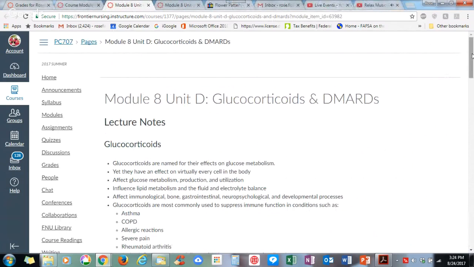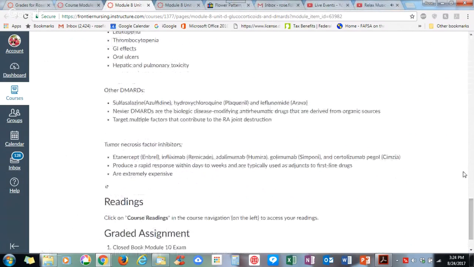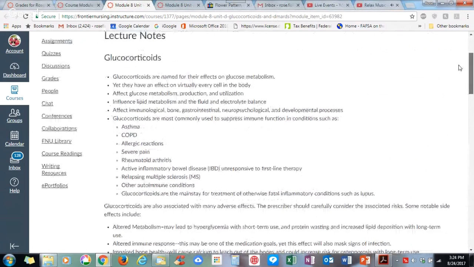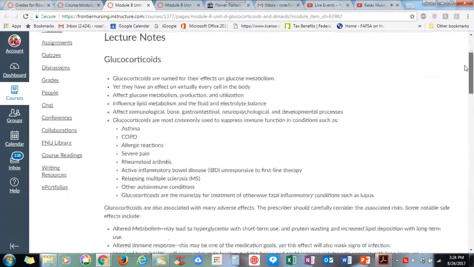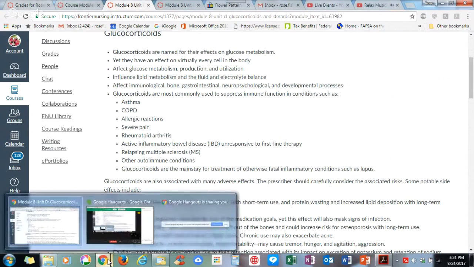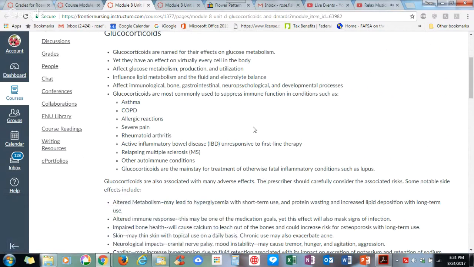Unit D, glucocorticoids and DMARDs. Glucocorticoids are named for their effects on glucose metabolism, yet they have an effect on virtually every cell in the body. They affect glucose metabolism, production, and utilization, influence lipid metabolism and fluid and electrolyte balance, and affect immunological, bone, gastrointestinal, neuropsychological, and developmental processes.